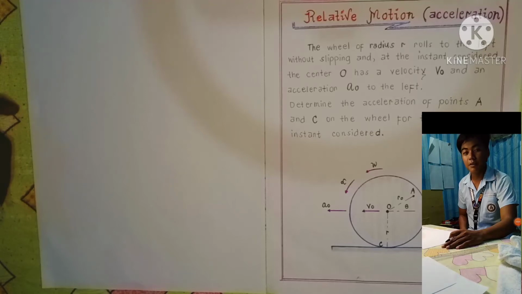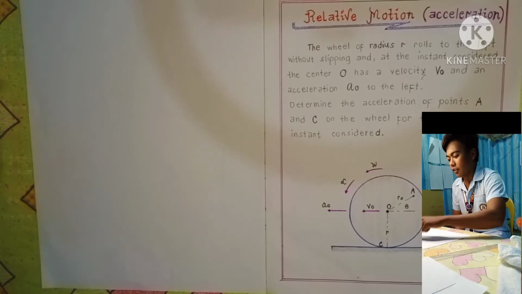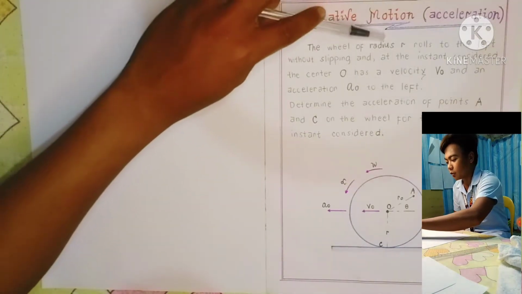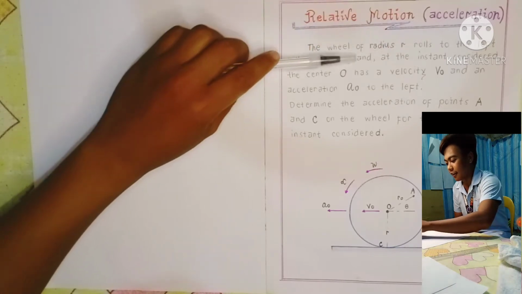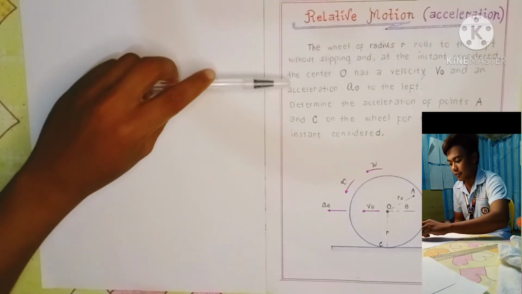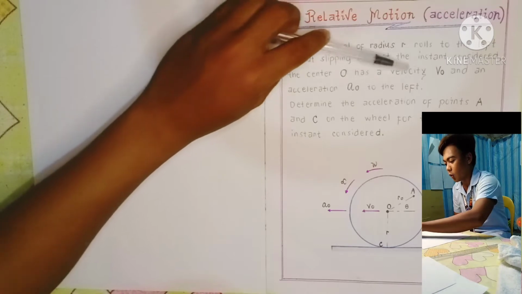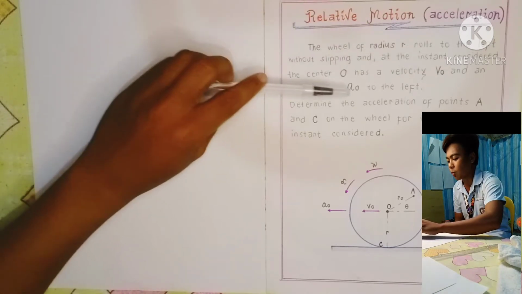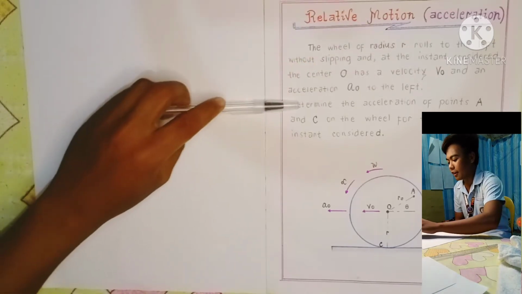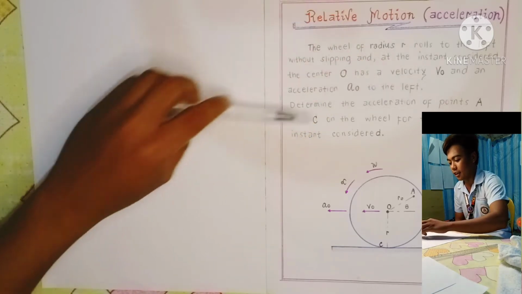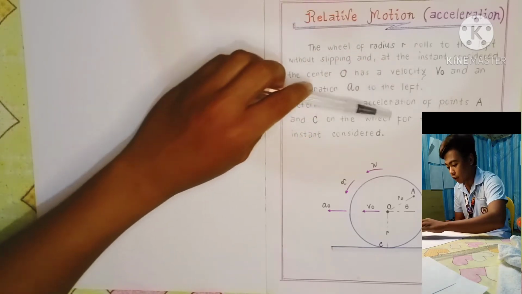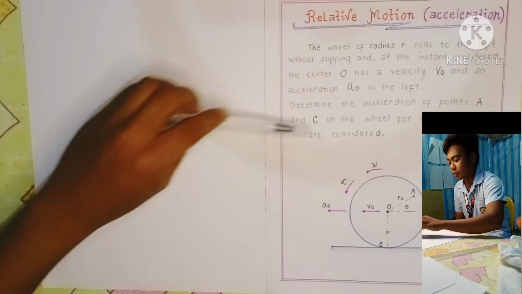SC 3D, Dynamics of Rigid Bodies. I will discuss the relative motion and relative acceleration. The wheel of radius r rolls to the left without slipping, and at the instant considered, the center O has a velocity VO and an acceleration AO to the left. Determine the acceleration of points A and C on the wheel for the instant considered.